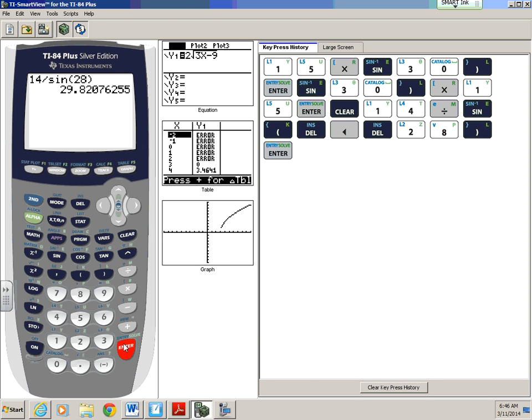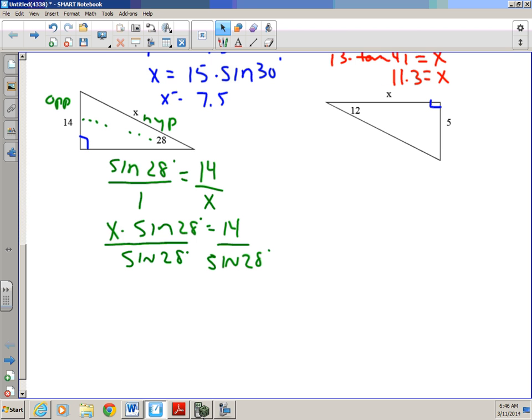All right. We're going to continue on. So we got x is 29.82. Now we go to the next problem. Again, we want to make sure we label our sides.